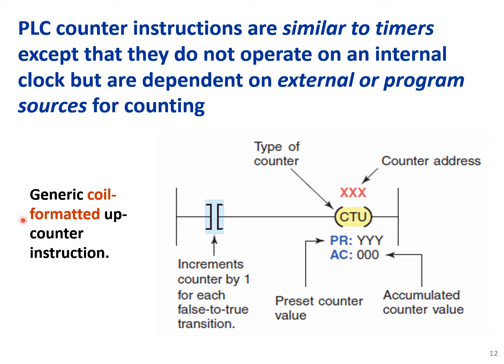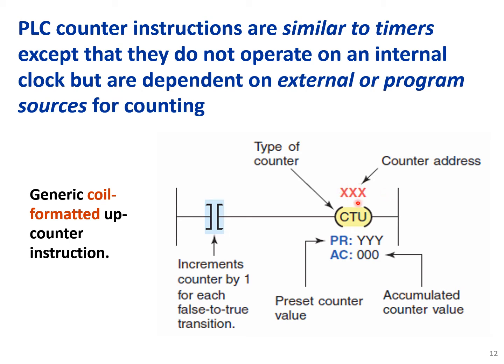Generic coil formatted up counter instruction are shown here. Okay, so here we have an up counter, and here we have a sensor or the switch that sends the signal. Every time that the sensor goes from false to true, the accumulated value will increment by 1. This is a preset counter value. Once the accumulated value reaches the preset value, the output of the counter will be true.